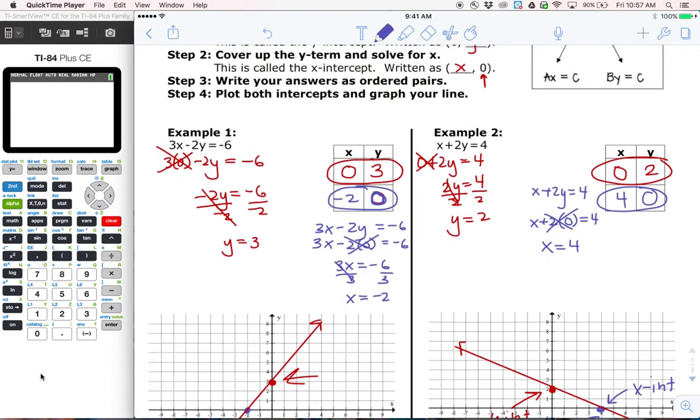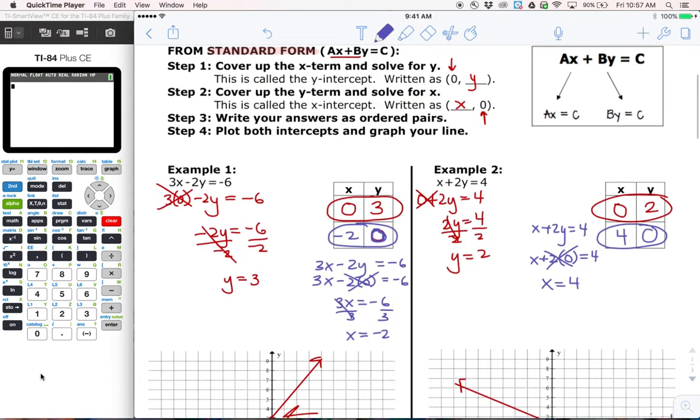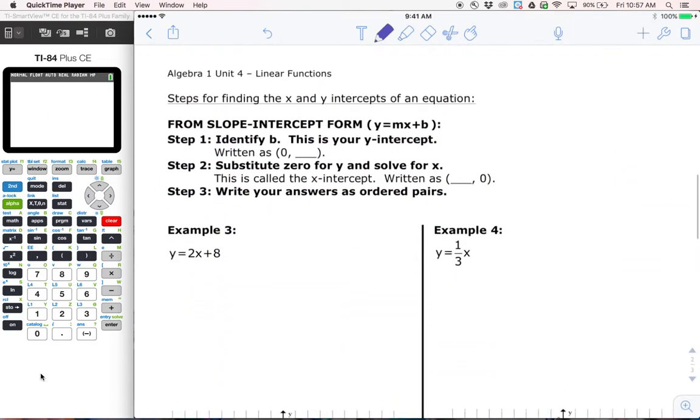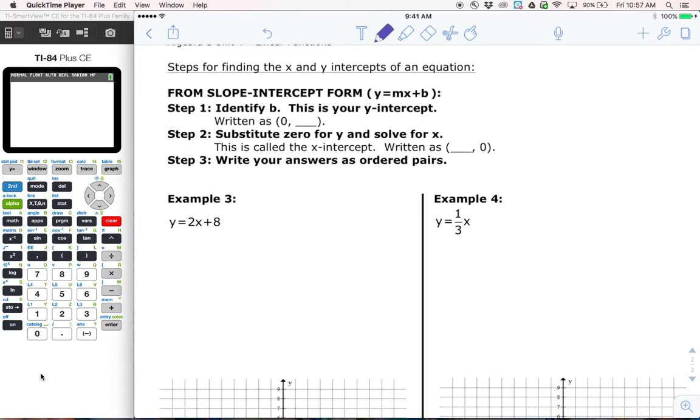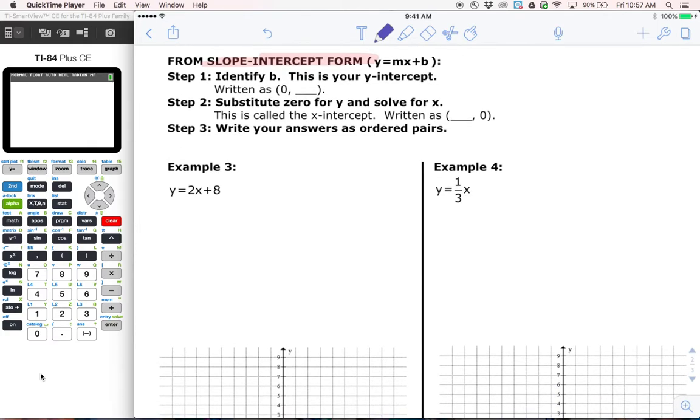Let's go ahead and turn this over to the back side, and we're doing the same thing, only now we have slope-intercept form. This is what we're used to. This is what we like better typically, when we have y equals mx plus b. All right, the y-intercept is written as 0, y, right? Something is used for y. X-intercept is x, 0. Guys, the main idea here is something is 0, and we just have to figure out which one is which.